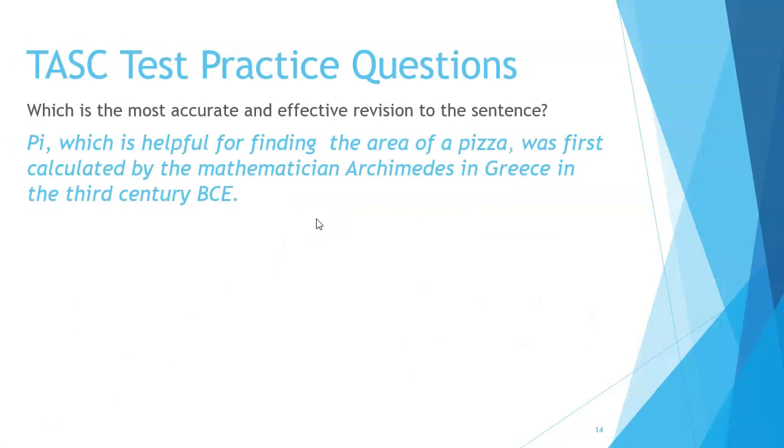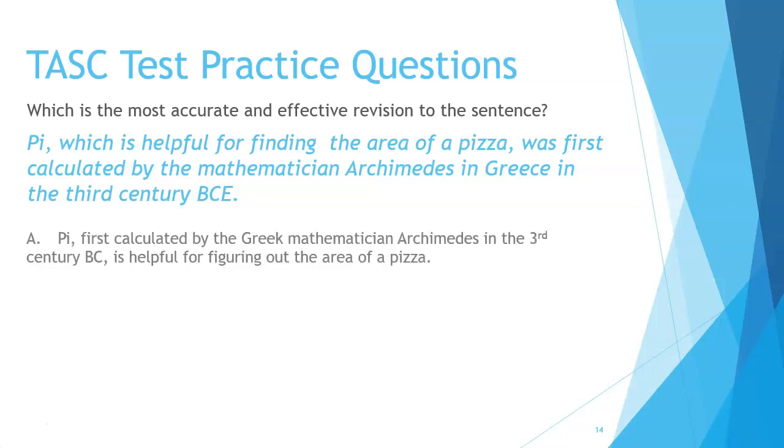On the task, you may be asked to choose revisions of sentences. Which is the most accurate and effective revision to this sentence? Pi, which is helpful for finding the area of a pizza, was first calculated by the mathematician Archimedes in Greece in the 3rd century BCE. Choice A. Pi, first calculated by the Greek mathematician Archimedes in the 3rd century BC, is helpful for figuring out the area of a pizza.